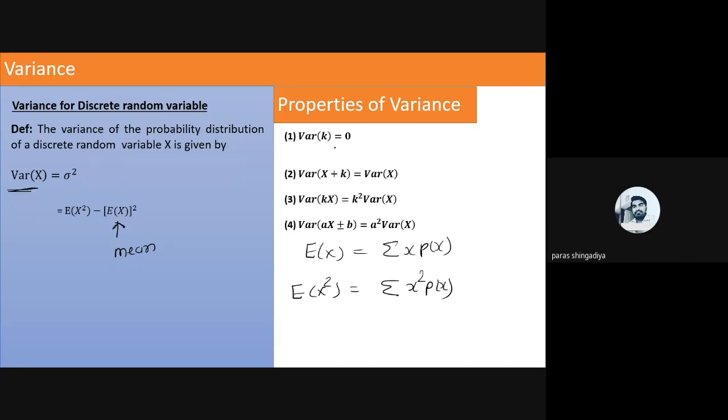There are also some few properties: the variance of k is equal to 0. Second, variance of x plus k is equal to variance of x. Variance of k into x, k is any constant, can be written as k square into variance of x. And variance of ax plus or minus b, like 2x plus 5 or 3x minus 9, can be written as a square into variance of x. We skip the b here and square the coefficient a, and multiply by variance of x.